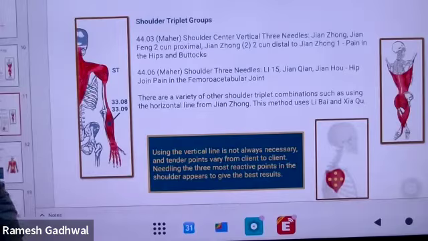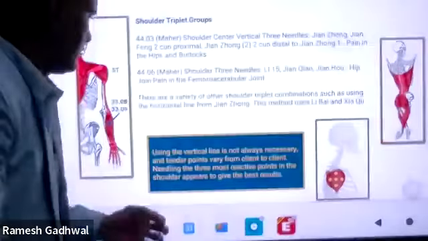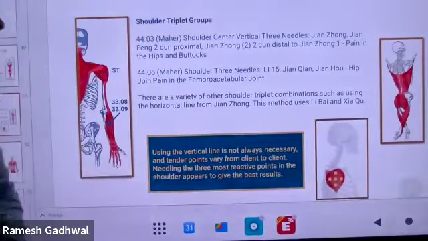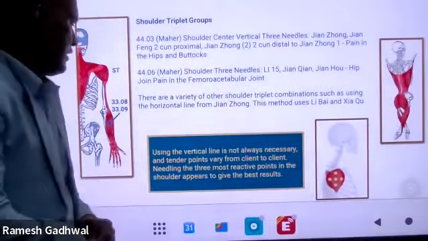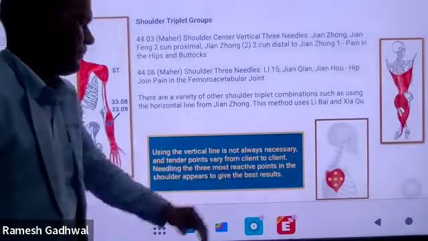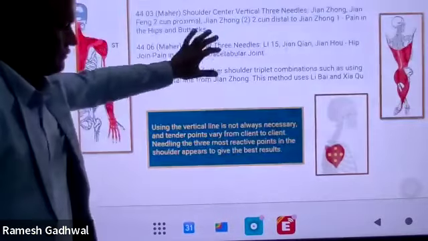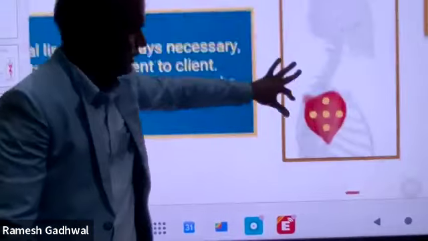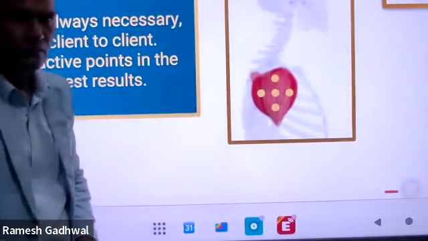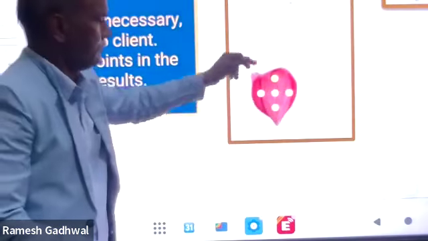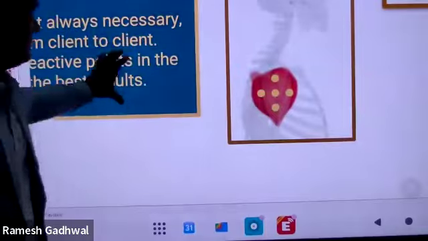And tender points vary from client to client. It is not necessary to needle the same point where there is tenderness. It depends on the different type of patients. Then needling the three most reactive points in the shoulder appears to give the best results. So these 3 points you are watching, 3 and 3, are a good protocol for hip pain.